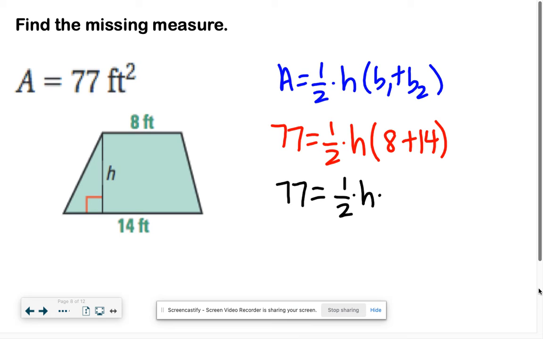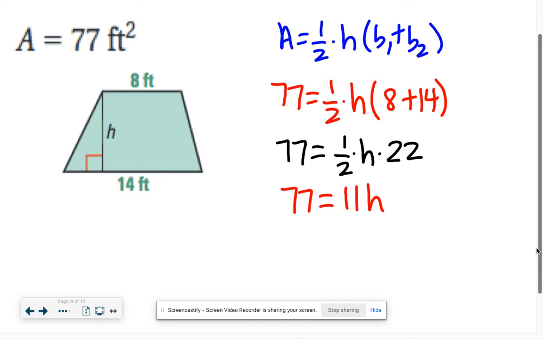Can you distribute the H? You could, but that's more work than you need to do. What is 8 plus 14? 22. Now what's half of 22? 11. So now we have 11h, and now this is pretty easy to solve. Just divide out. 7. That's it.